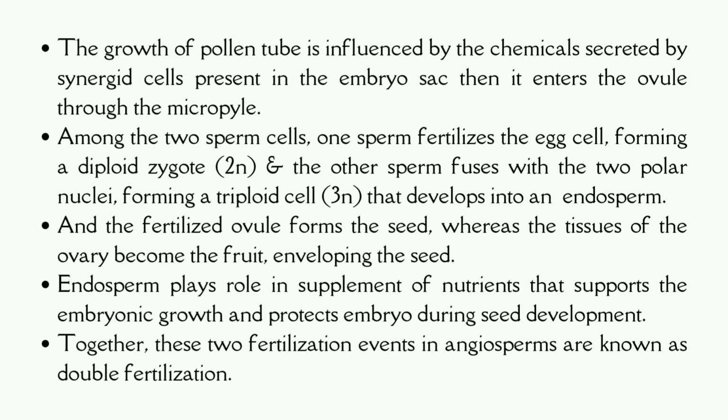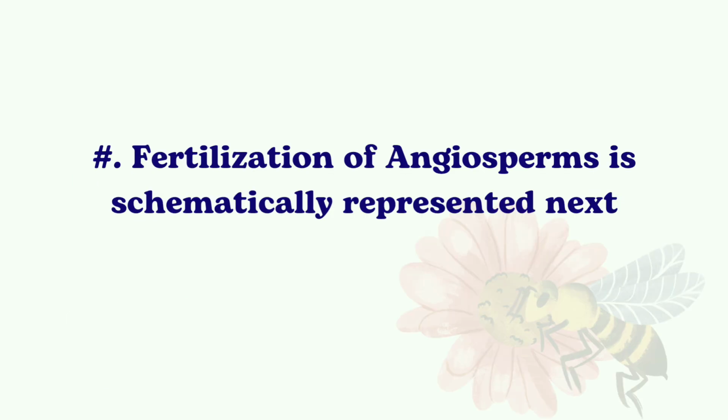And the fertilized ovule forms the seed, whereas the tissues of the ovary become the fruit that envelops the seed. Endosperm plays a role in the supplement of nutrients that supports the embryonic growth and protects the embryo during the seed development. Together, these two fertilization events in angiosperms are known as double fertilization.